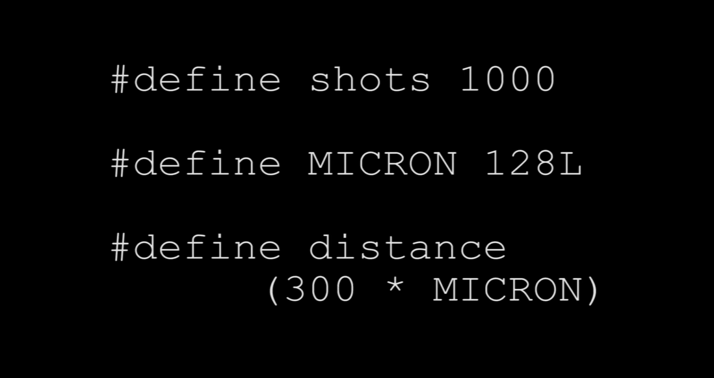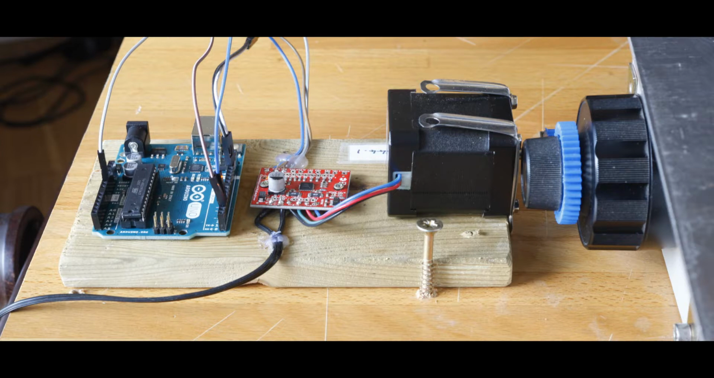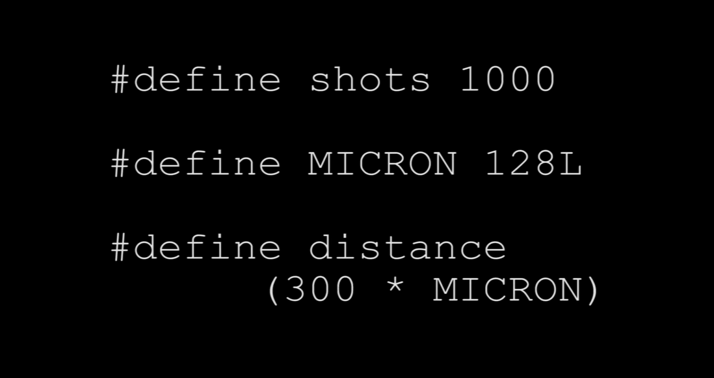We can now start to play around with the system to change the length of the focus block movement and the delay between the focus block moving and the camera firing. Here's what happens if we have a 300 micron movement of the focus block and a 1000 microsecond delay.